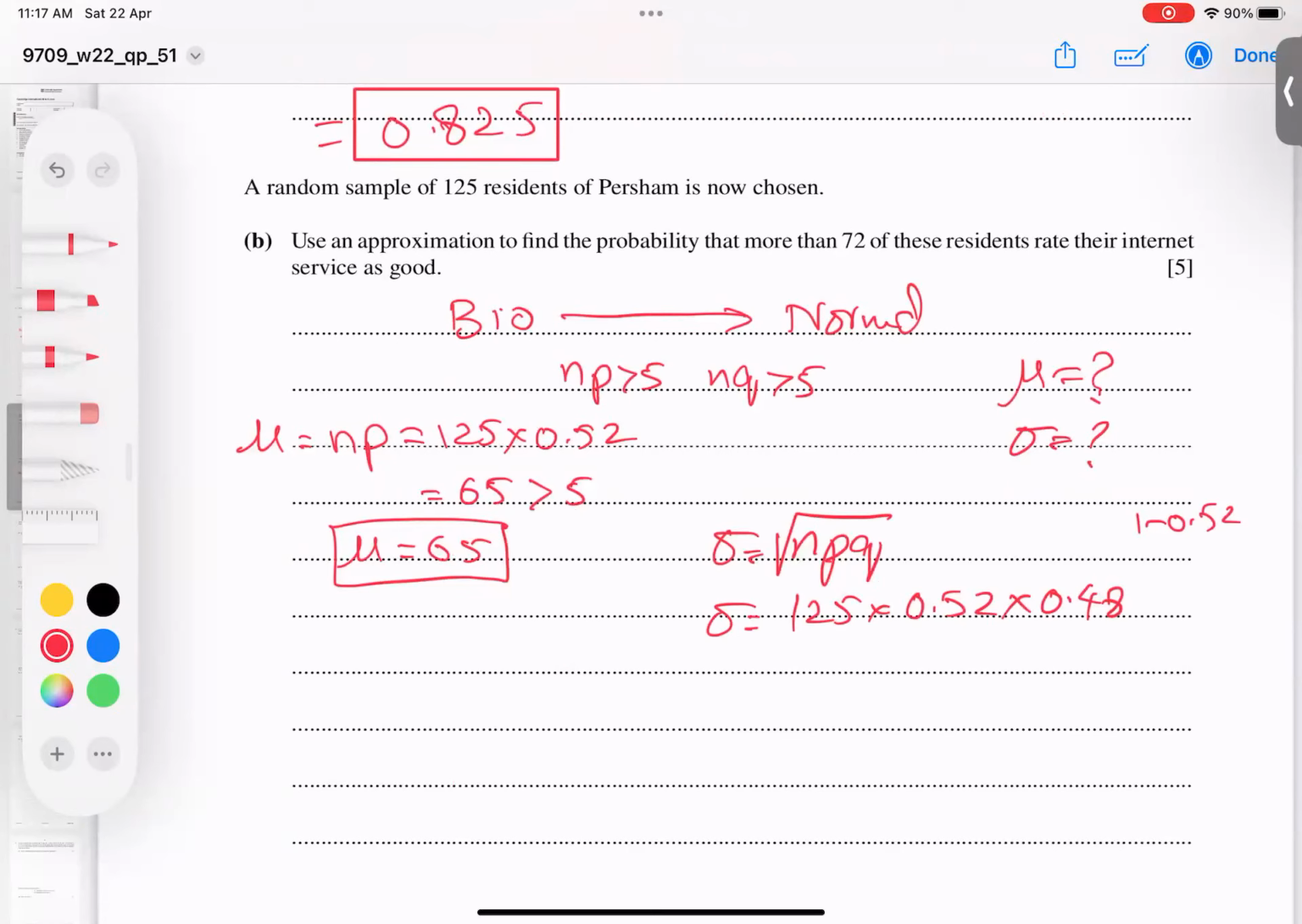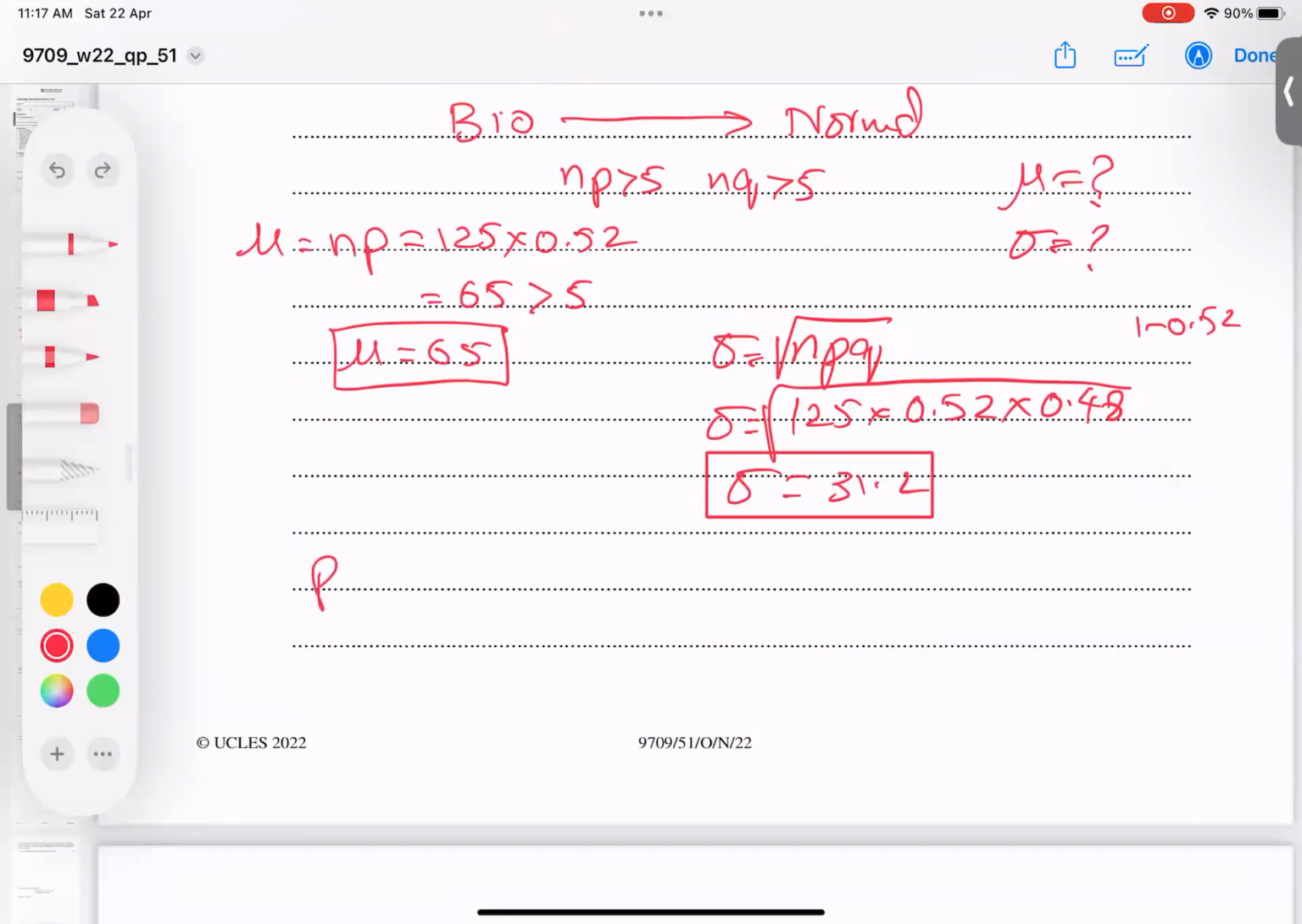All points are very, very clear. And now I'm finding it. And the deviation value, if I take the root of this, is becoming 31.2. So we got these two values. Now you know it very well, students, what he's saying. Read the statement now. Probability more than 72 residents are in. So more than 72, it means the probability of a resident, let's say R for resident, more than 72.